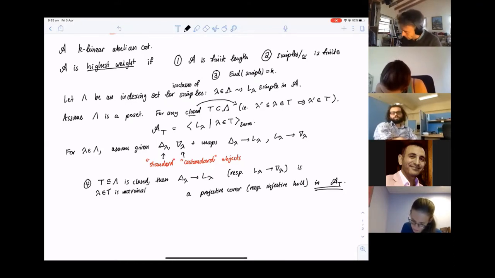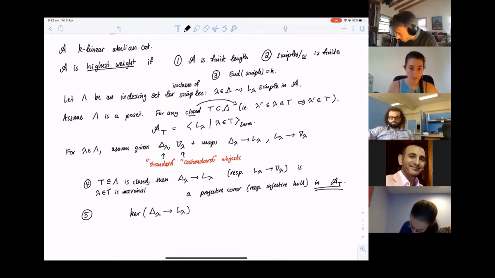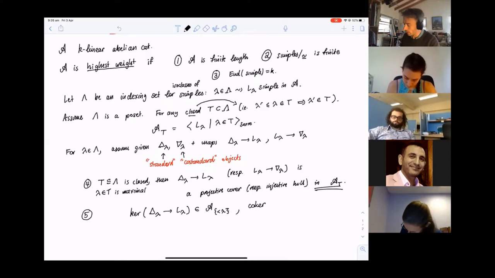And now we have some easy ones. Condition 5 is easy, and then condition 6 is mysterious. So the kernel of this map lies in A less than lambda, and the co-kernel. So this condition implies that these maps are in fact surjections and injections.